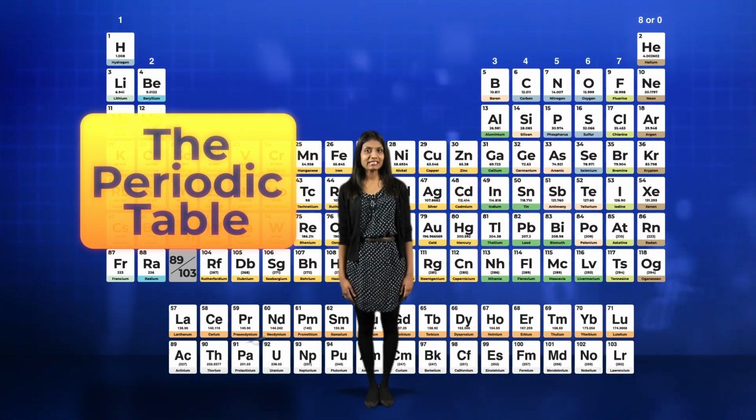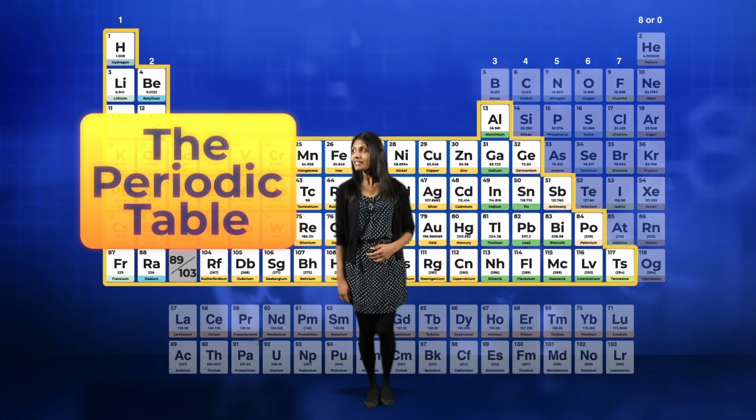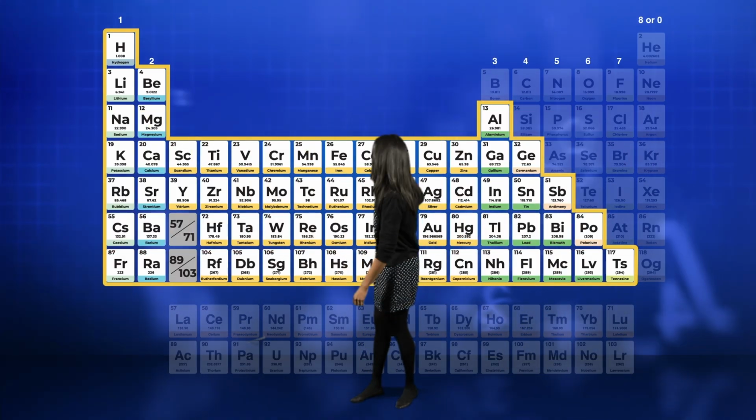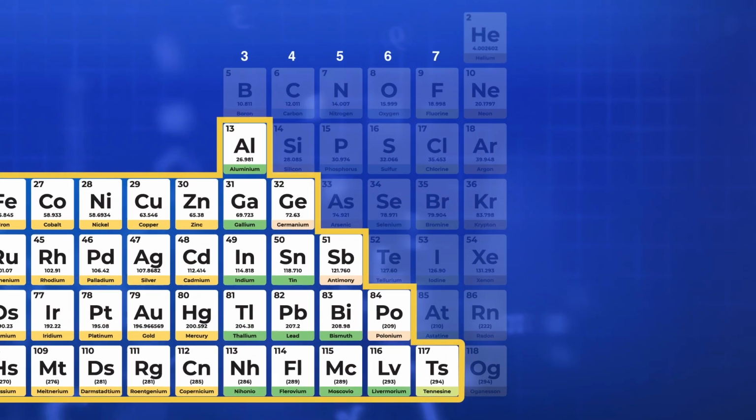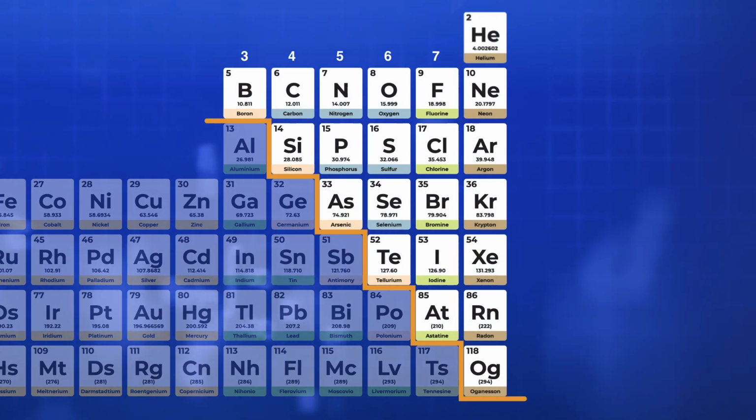Let's take a look at the periodic table. Remember, the metals are found on the left and the centre of the table, and the non-metals are located on the right above the thick lined step.